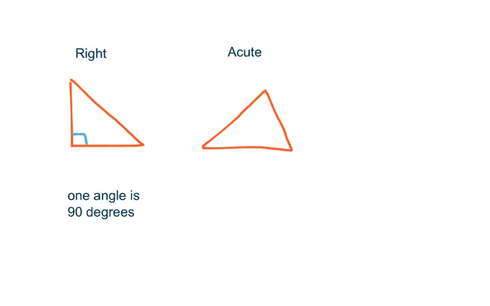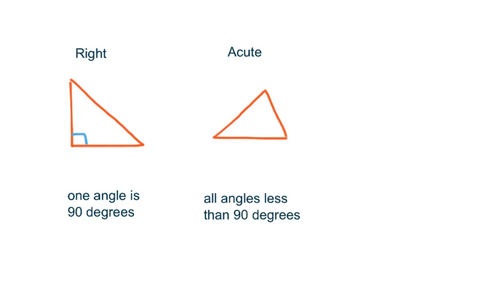That's not very well done. Let me do that one over again. Let's get rid of that bottom line there and fix it up. There we go. In an acute triangle, all of the angles measure less than 90 degrees.